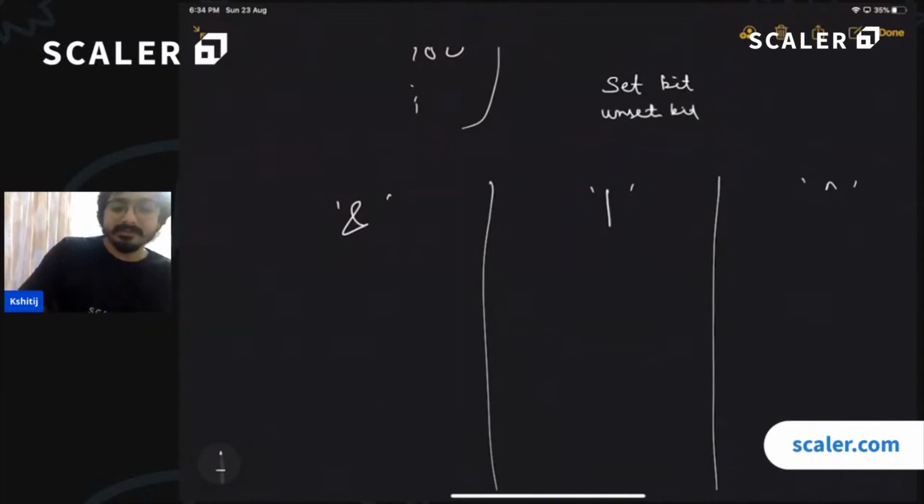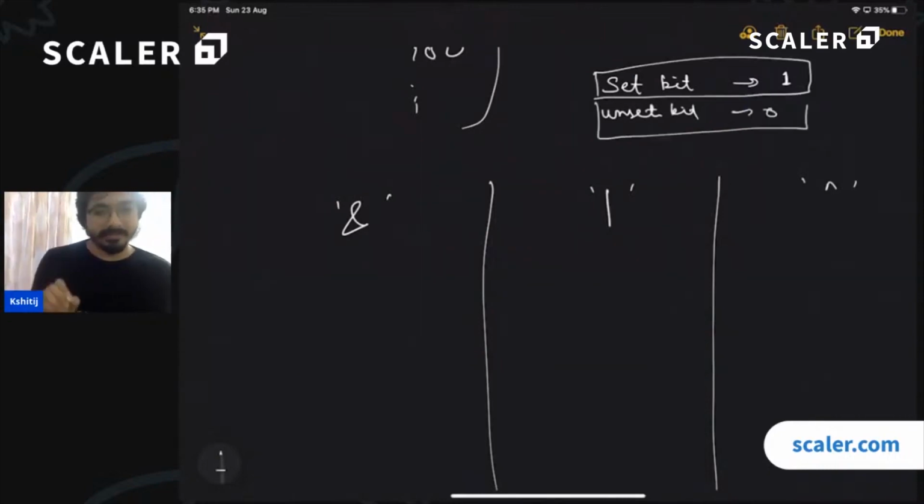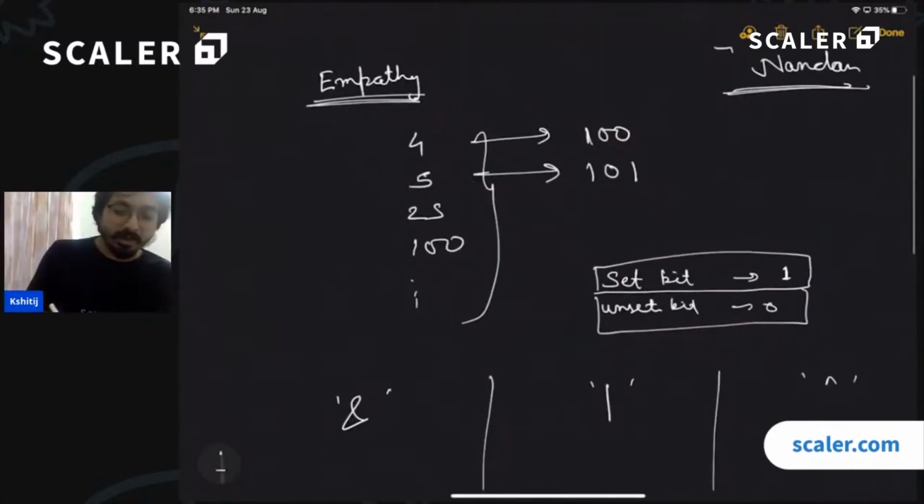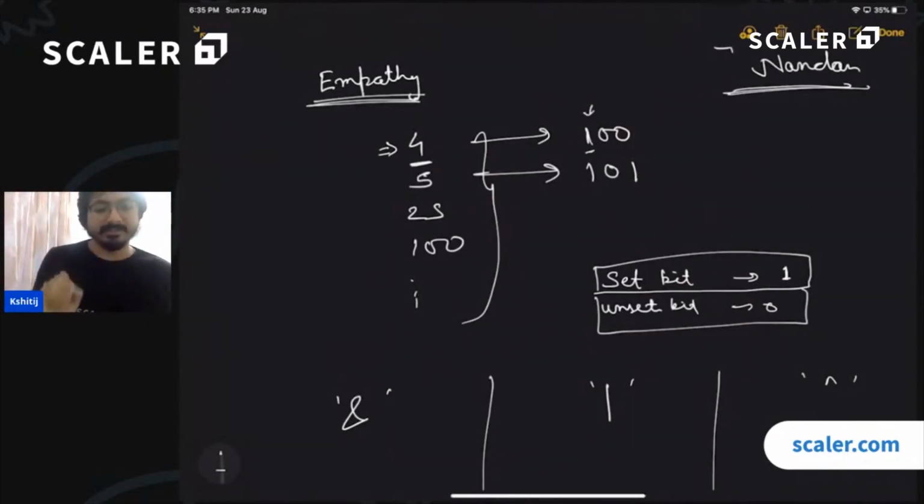So any bit which has a value 1 will be called a set bit in our context, and any bit which has a value 0 will be called an unset bit. Okay. So if I ask you how many set bits are there in the binary representation of 4, the answer is 1, because there is exactly one set bit.